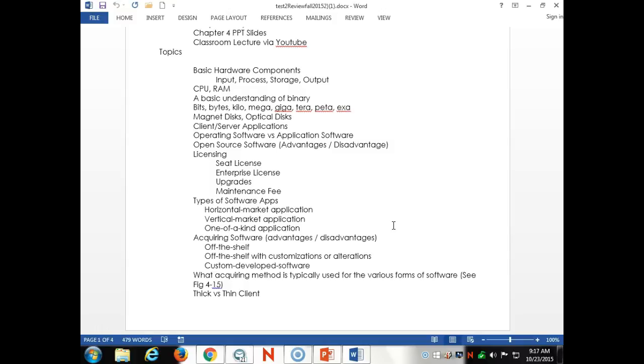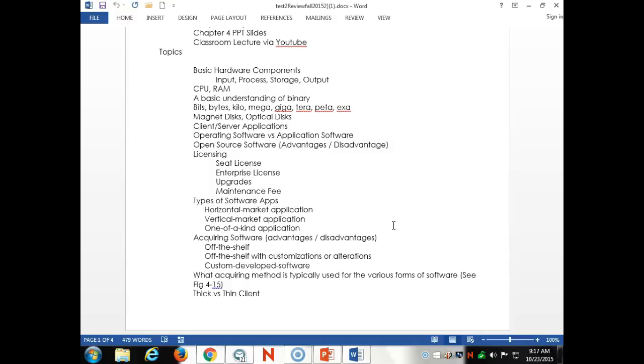If it's vertical software, we do typically buy that off the shelf, but we may make some customizations or alterations. For example, we bought Blackboard, right? But maybe we put the St. Francis colors on it. Maybe there was a certain course template we designed into it, but we bought that software. Now, if it's a one-of-a-kind application, you really can't buy that because it's unique. It's one of a kind, so that means custom developed.